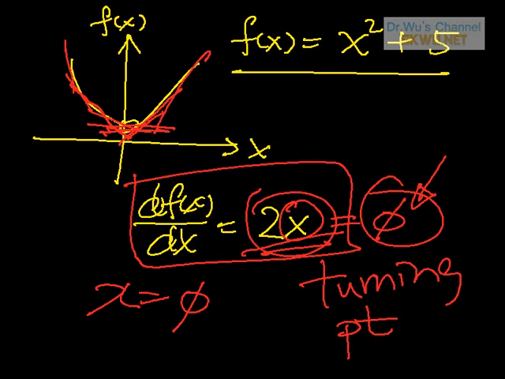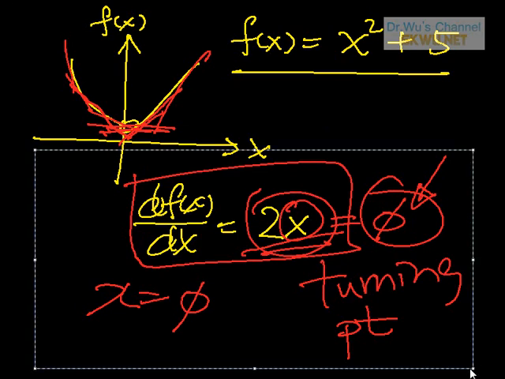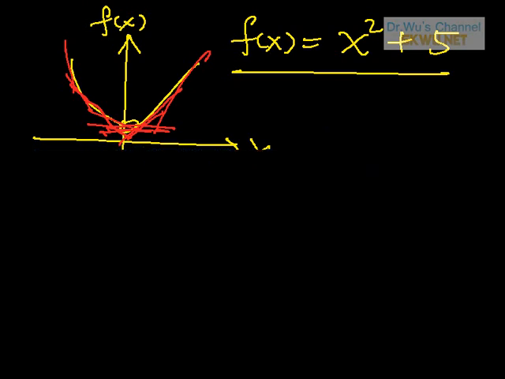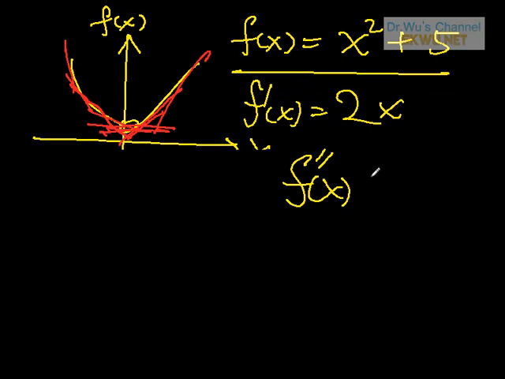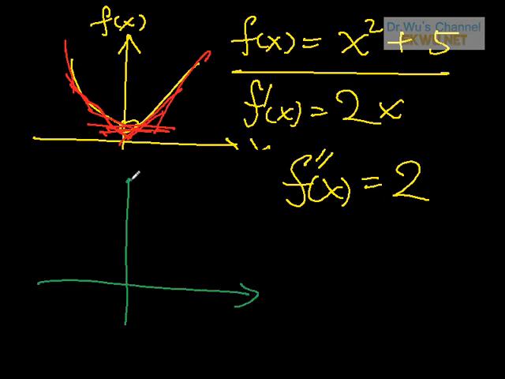If we differentiate one more time, what will happen? Let me clean up this area. Okay, we know this. If we differentiate one more time, that would be equal to 2. But what does that mean? What that means is this. We can draw this in here, f prime of x.